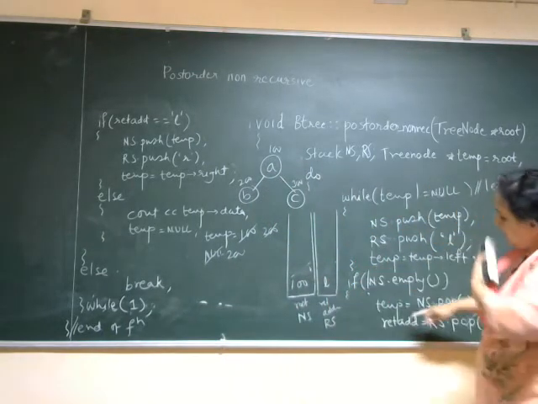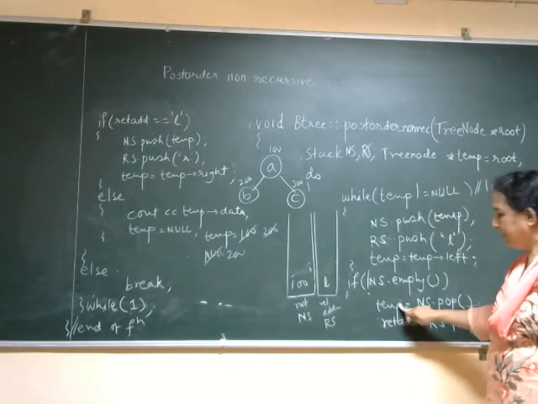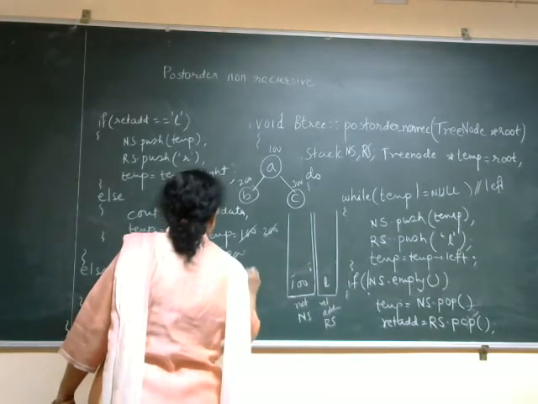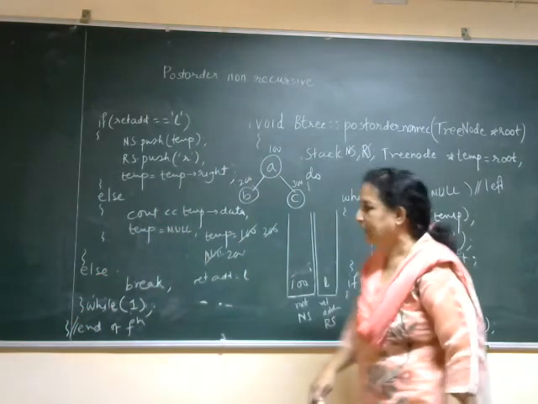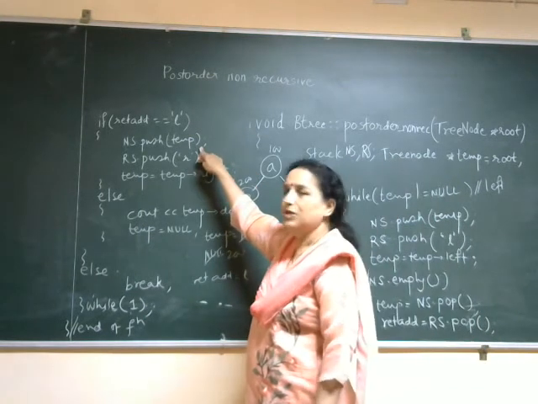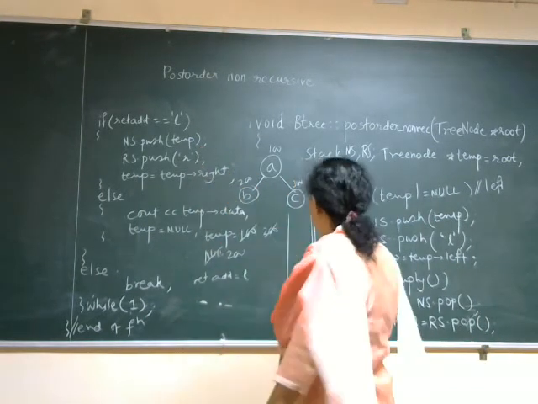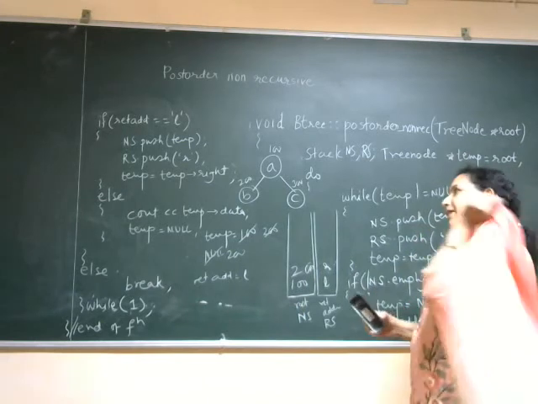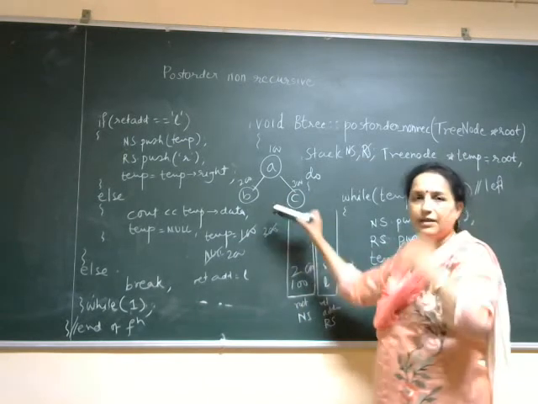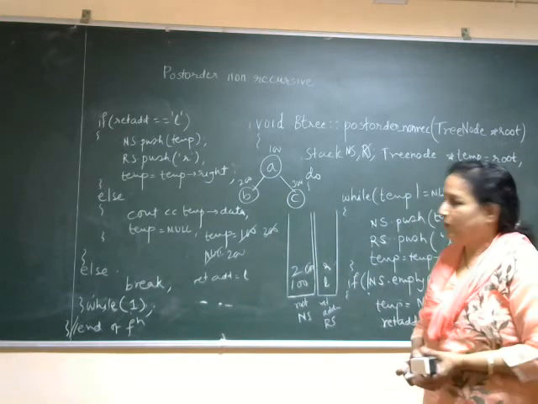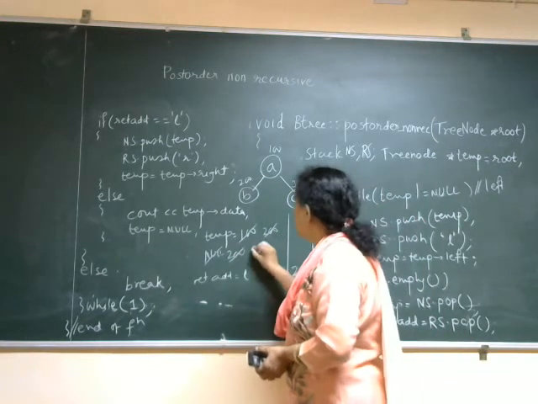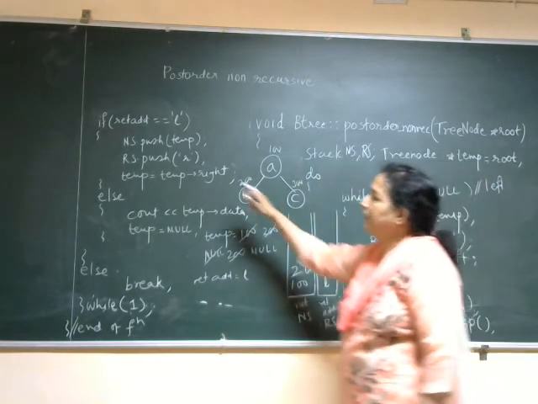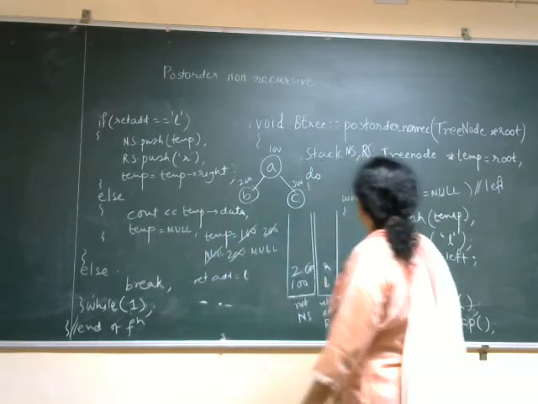Okay? Now the return address is L. Temp is 200. So I check over here. Now the return address is L, so I'll push that value again with R. So I'll push 200 with R. Now temp will be temp pointer right. 200 correct. What is 200's right? That is none. Okay. So temp is now none. Now temp is none, so I will come back to this.